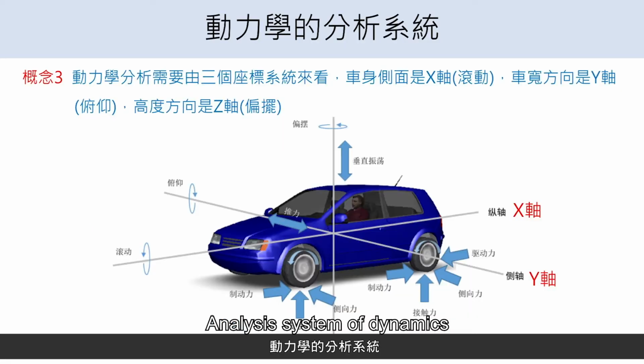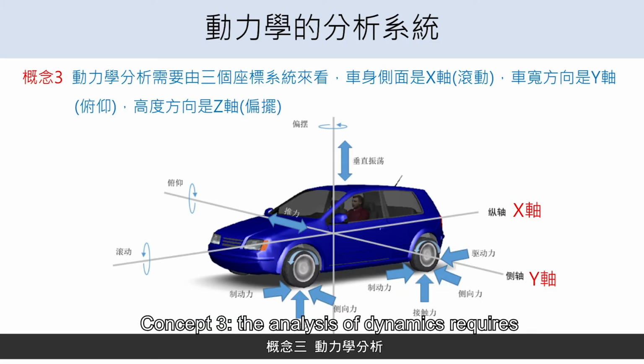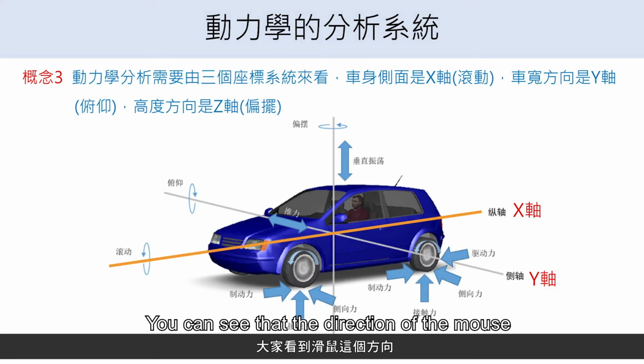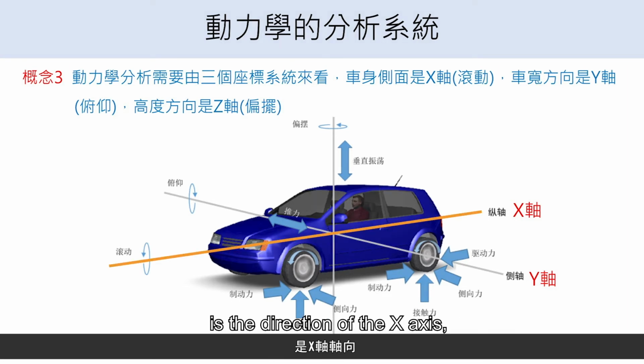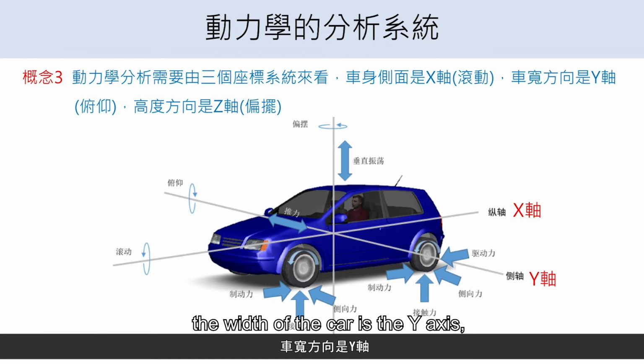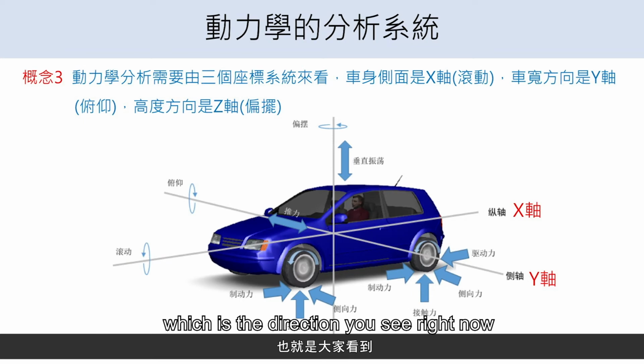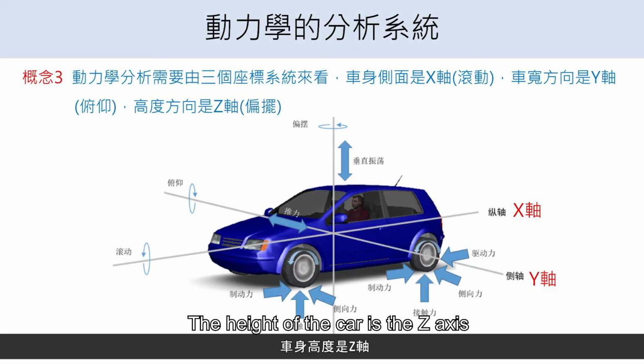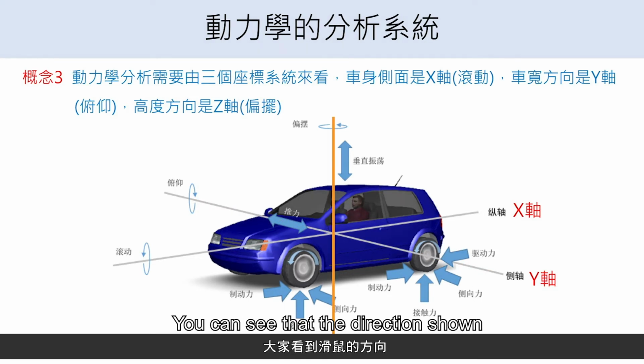Analysis system of dynamics. Concept 3. The analysis of dynamics requires 3 system coordinates. The side of the car is the x-axis. You can see that the direction of the mouse is the direction of the x-axis. The width of the car is the y-axis, which is the direction you see right now shown by the mouse, which represents the y-axis. The height of the car is the z-axis. You can see that the direction shown by the mouse is the z-axis of our car.